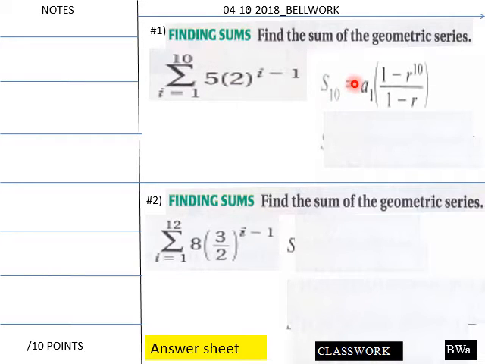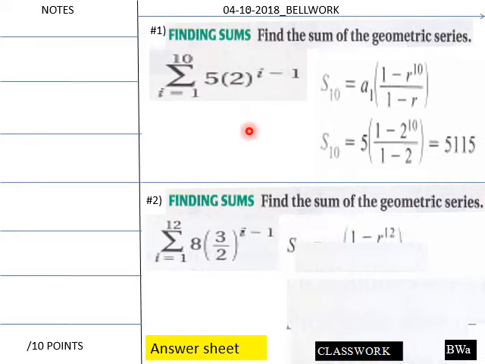Okay, S10, so find the sum of the geometric series. Here's our formula for the summation, and then we plug in. S10 equals 5 times 1 minus 2 to the 10th over 1 minus 2, and when you calculate that it comes to 5115 for the first one.